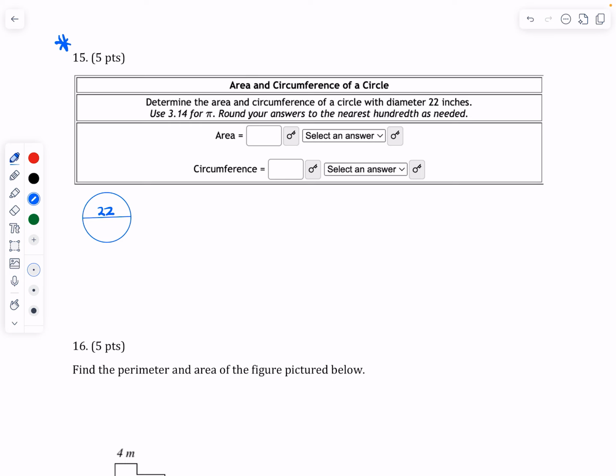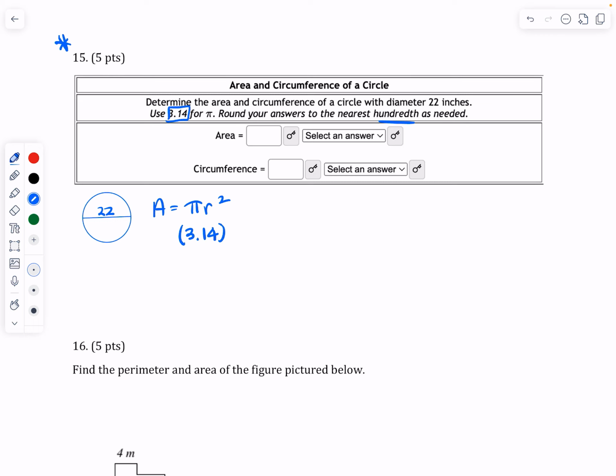Okay, use 3.14 for pi. Round your answer to the nearest hundredth as needed. So let's do the area first. The area of a circle is pi times r squared. Now it's said to use 3.14 for pi, so I'm going to plug that in.